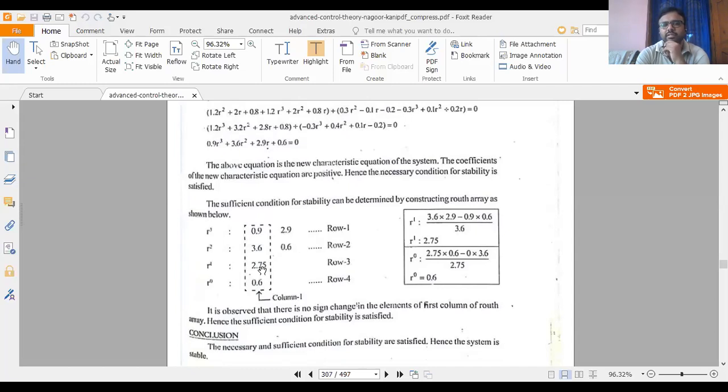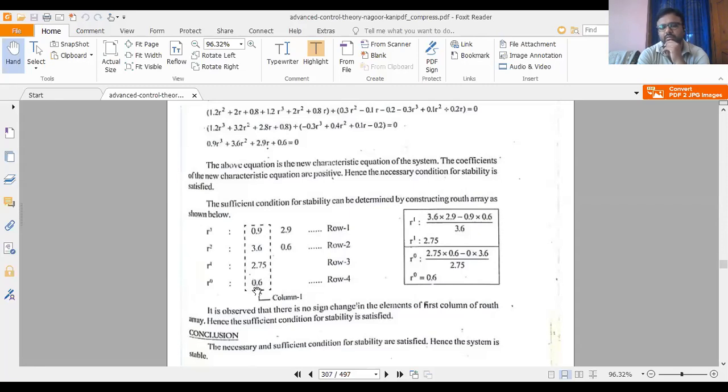The first element in the R power 1 row is obtained with the calculation of (3.6 into 2.9 minus 0.9 into 0.6) divided by 3.6. Here is the calculation part. The first element obtained here is 2.7. In order to get the second value, there is no third value in the first row, so the second value in the R power 1 row is 0.